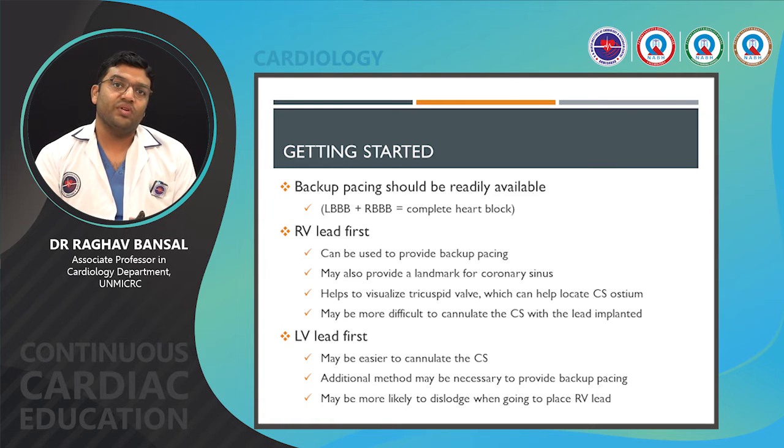Some people may also go with the LV lead first, which makes it easier for us to cannulate the CS, but we need an additional method to provide a backup pacing, which may be in the form of a TPI implanted at the RV apex. And the worry is that it may get dislodged while implanting the RV lead. So to prevent that, we usually keep the CS sheath inside the CS before implanting the RV lead, and only after fixing the RV lead we take the CS sheath out. In my practice, I usually do an LV lead first, especially in those patients who don't require pacing, because if the LV lead implantation fails, I can completely abandon the procedure without opening the RV lead.